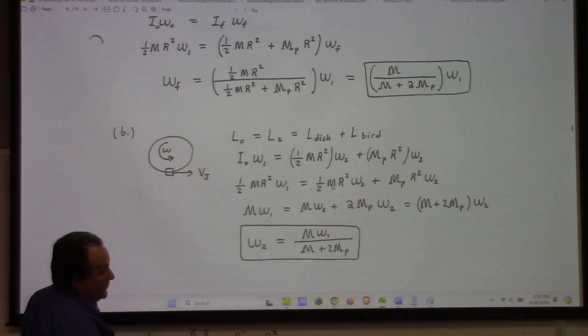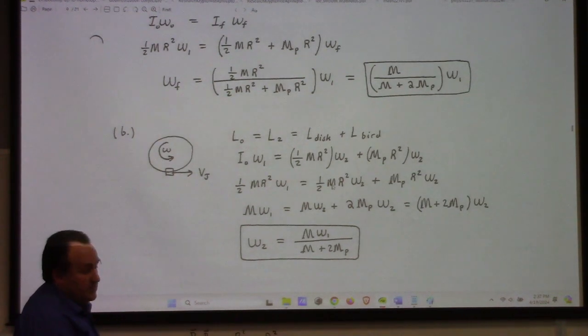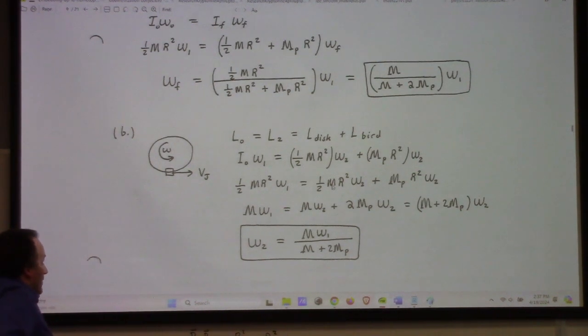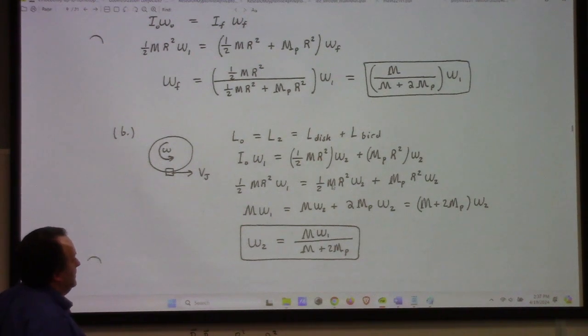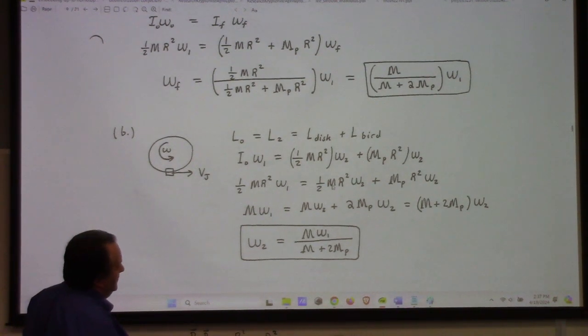Anyway, question: is omega f supposed to equal omega 2? It looks like the same. No, they're not equal. There's omega 1 here, because that's multiplying in the numerator. Are they equal? What was I just thinking?